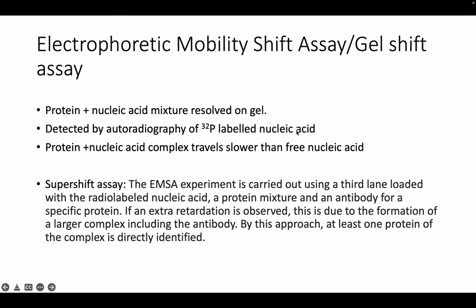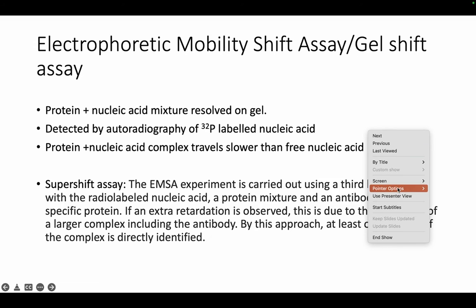There is also one more concept here called super shift assay. Basically, if I have some mixture of proteins, I'm using it to do this assay, and I'm seeing some shift, that is not telling me which protein exactly is going to bind. In the super shift assay, we add one more component, which is an antibody. Say we have some idea, oh, I think this protein might be binding. Then I will add an antibody against that specific protein. If in that case, the shift is more, then that confirms that that protein itself has bound, right?